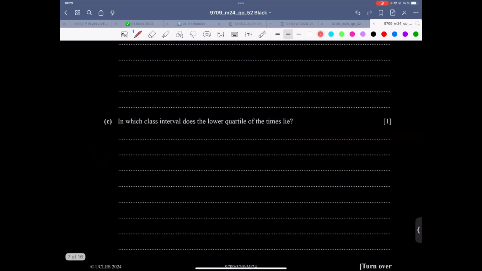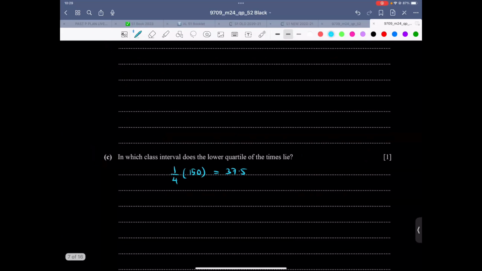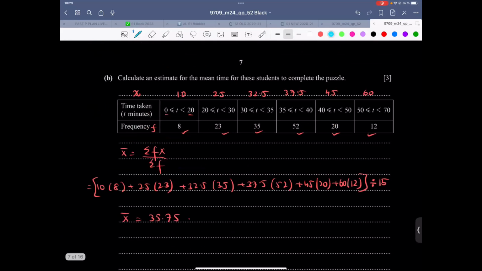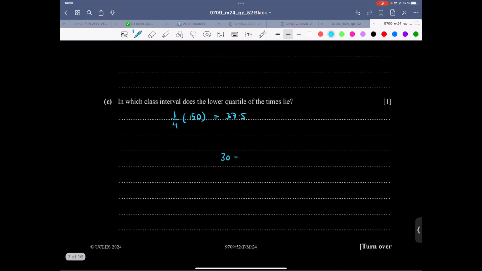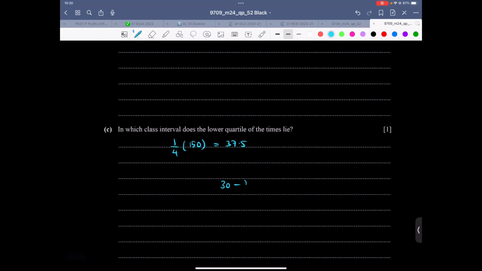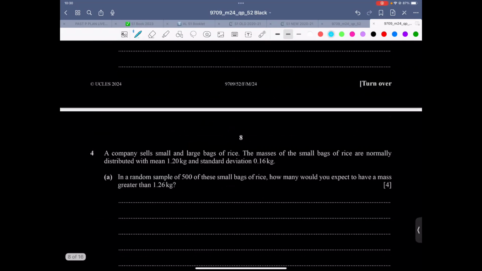Now the next part. In which class interval does the lower quartile lie? So 1/4 of 150 is 37.5. That means the 38th value is the lower quartile. So 8 plus 23 is 31, 31 plus 35 is 66, which includes the 38th value. So 30 to 35 is the class interval in which the lower quartile lies.